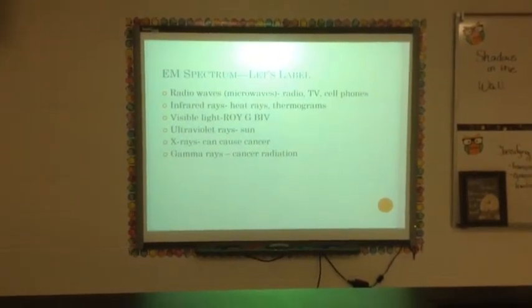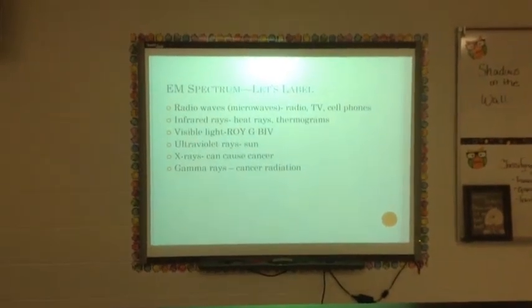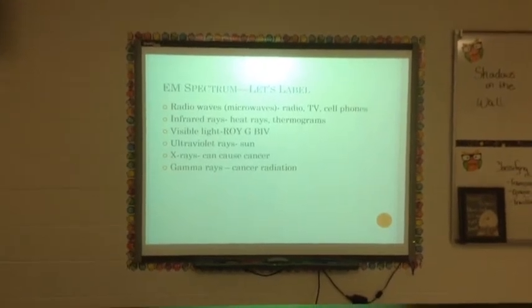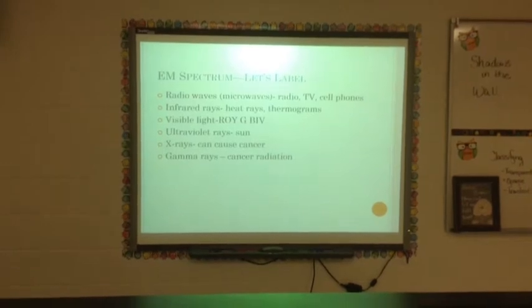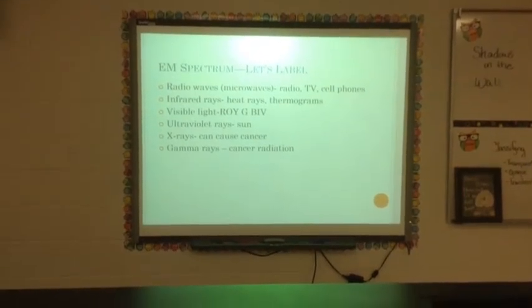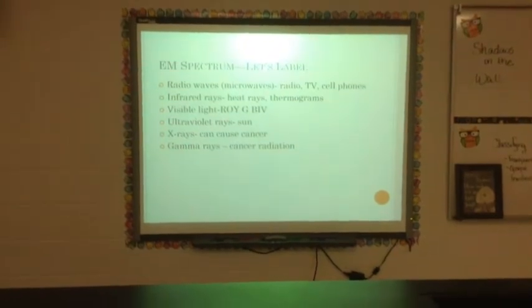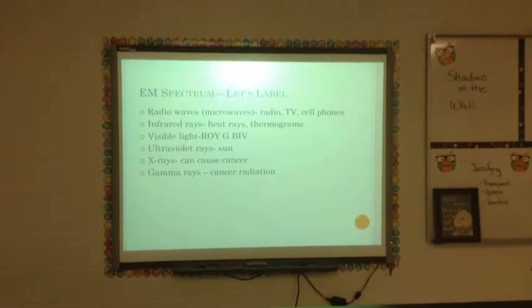And we use Roy G. Biv to help us remember the colors: red, orange, yellow, green, blue, indigo, and violet. You have ultraviolet rays, which are from the sun. X-rays, which I think everybody probably knows what an X-ray is, so I put on there that it can cause cancer. And gamma rays, which is what people receive when they go through cancer radiation.